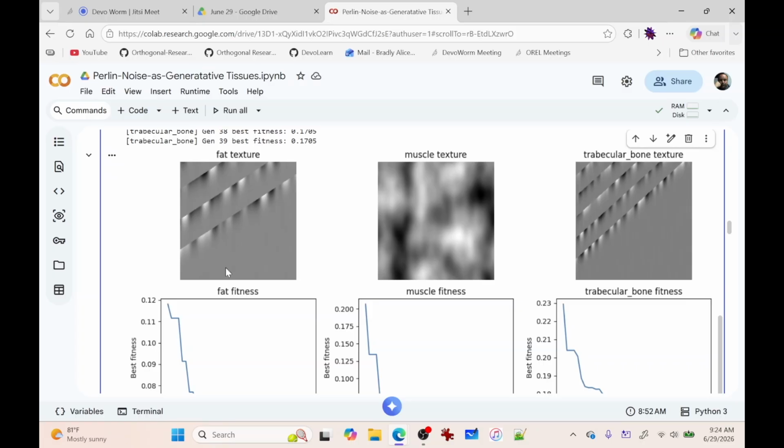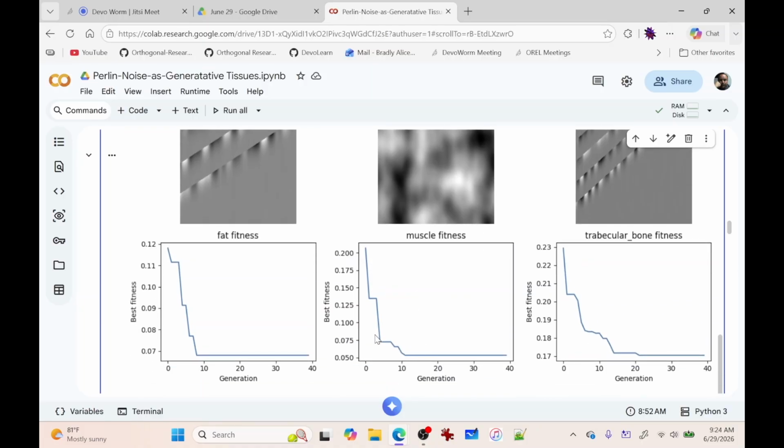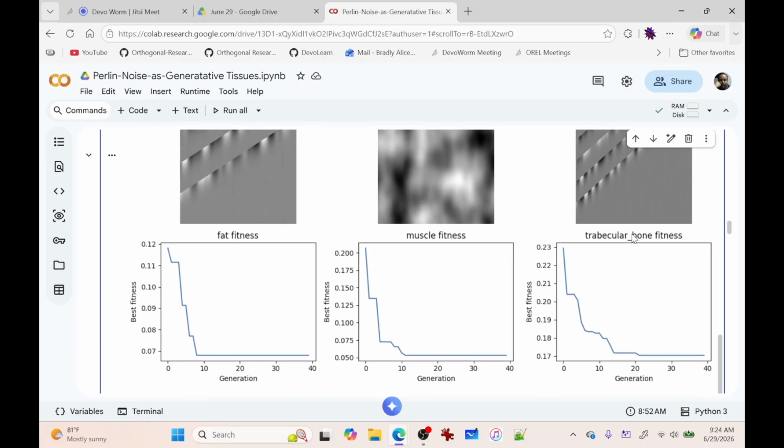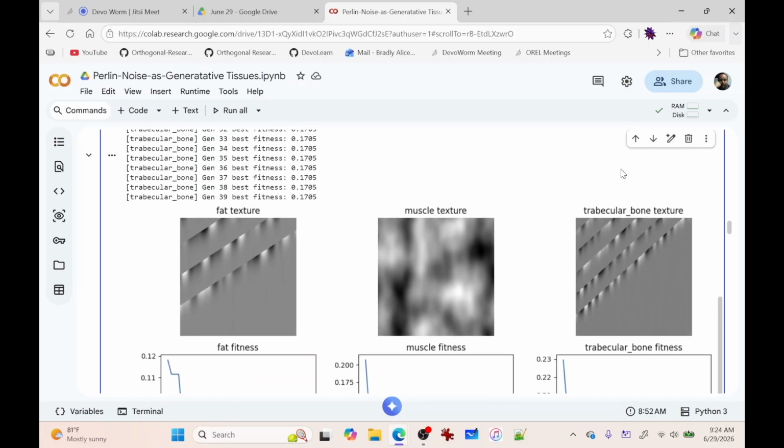And then you have these gray areas, which is like what fat might look like. Muscle is this here. I mean, it's very blurry, but you can see these striations. It takes a little bit longer to converge, and then the trabecular bone, where it's a little bit more frequent than fat, but it takes about 20 generations to converge to this. So that's kind of what we've been able to evolve on this.